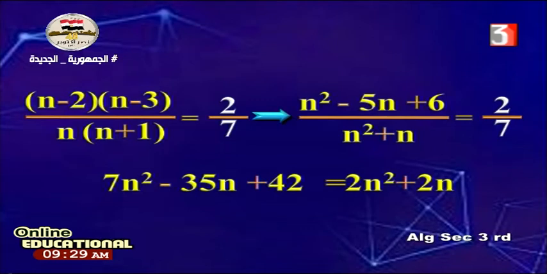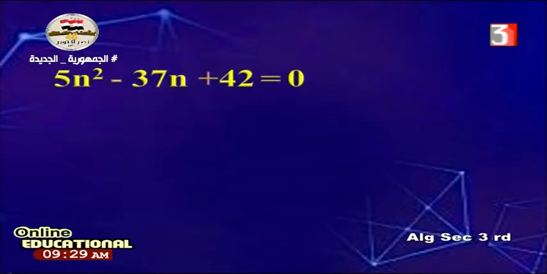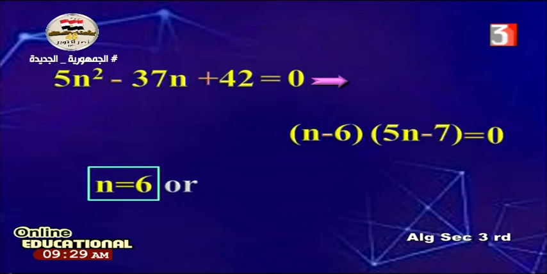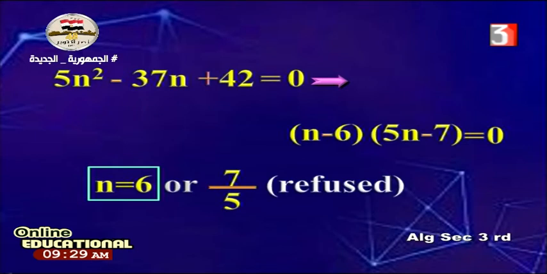Therefore, by using cross multiplication, we reduce to 5n squared minus 37n plus 42 equals 0. By using factorization or a calculator, we find n equals 6 or 7 over 5, which is rejected. Why? Because n must belong to Z positive. Z positive is the positive integer numbers.